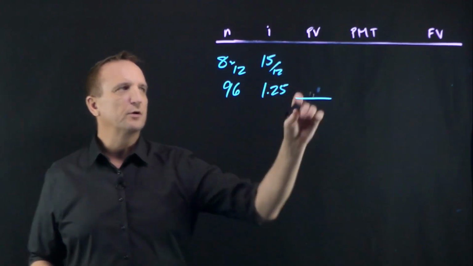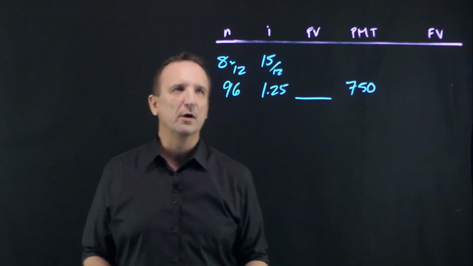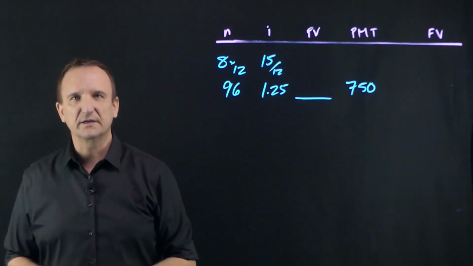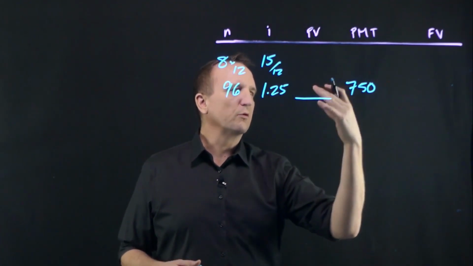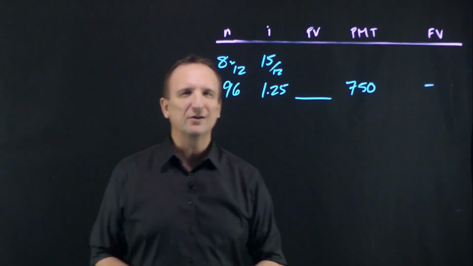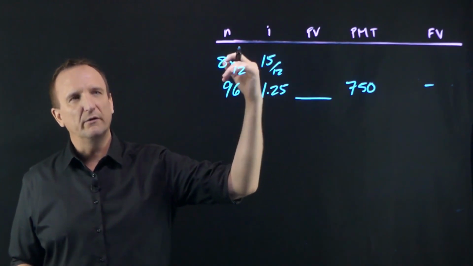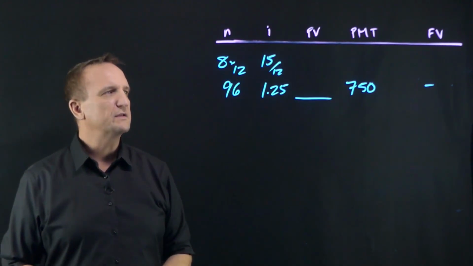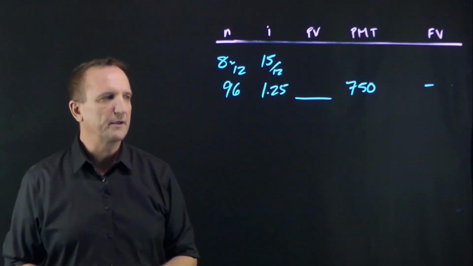We're solving for present value, but we know that we're going to get $750 per month, every month, for 96 months. And we want to know what it's worth today. There's no mention of any sort of final cash flow. So we want to know what the present value of 96 payments of $750 is, if we need 15% return on that.